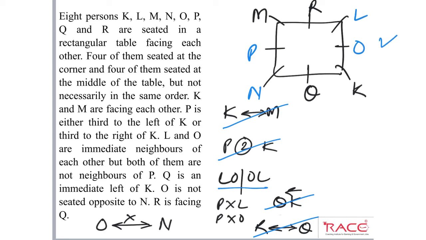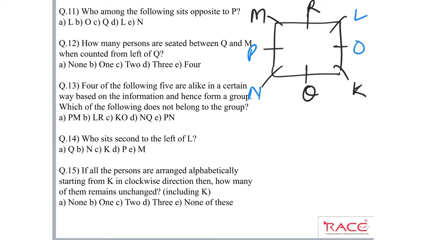Okay, so here we have 5 questions based on this arrangement. First question, who among the following sits opposite to P? So opposite to P we can easily see O, so option B.